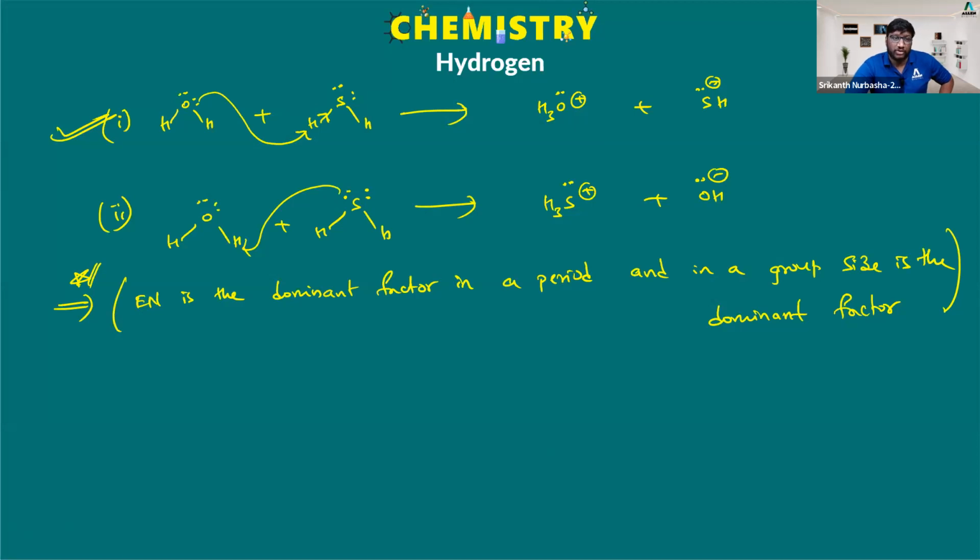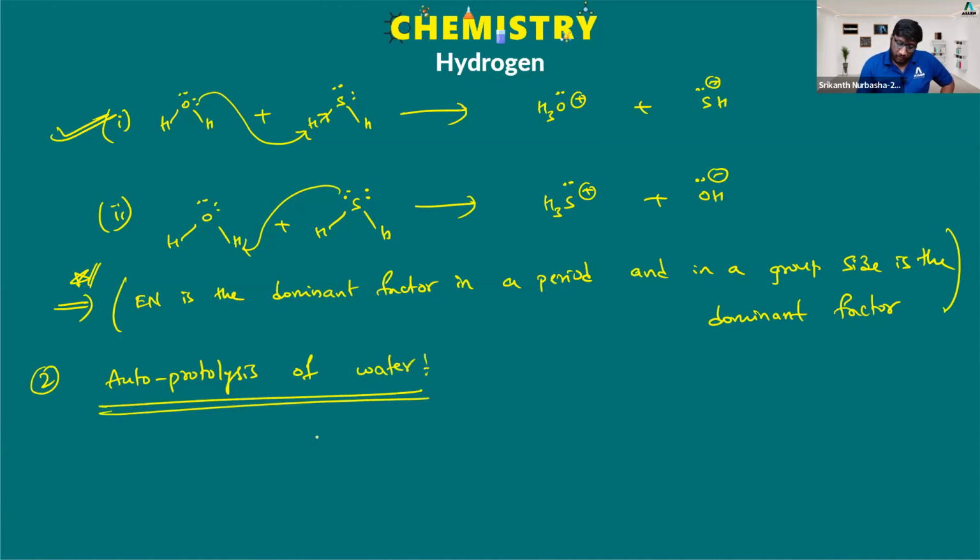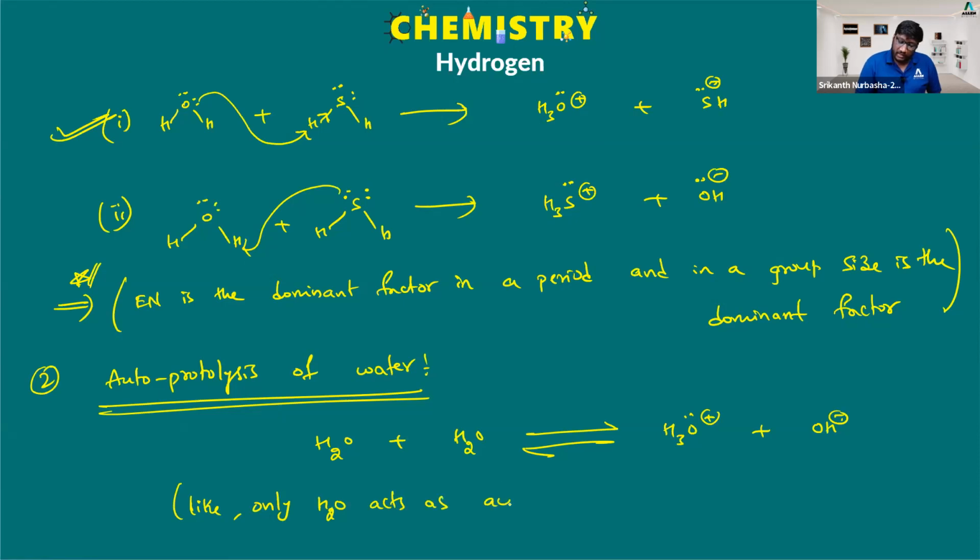Then autoprotolysis of water can also occur. Autoprotolysis of water means one molecule of water can react with another molecule of water, where one molecule gains the H plus ion and the other molecule loses the H plus ion. So the same H2O can act as an acid as well as a base, and there will be an establishment of equilibrium. One H2O acts as acid and the other acts as base.